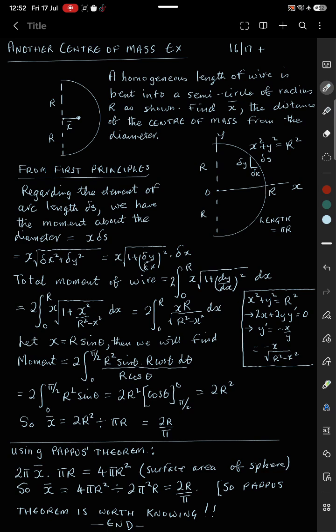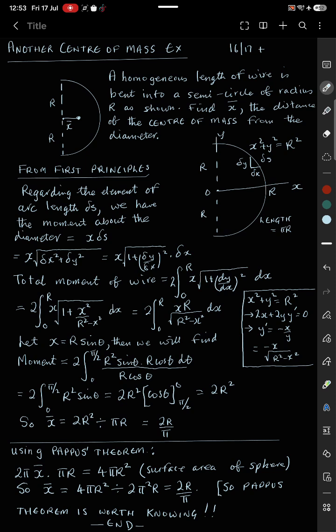So anyway, having got so far, let x equal r sine theta, and then we will find that the total moment is 2 times the integral between 0 and pi upon 2, r squared sine theta, r cos theta d theta over r cos theta, which simplifies nicely down to twice the integral between 0 and pi upon 2 of r squared sine theta, which is 2r squared cos theta, but with the limits reversed because the integral of sine theta is minus cos theta. So the upper limit is 0, the lower limit is pi upon 2, and substituting those in, that easily comes to 2r squared.